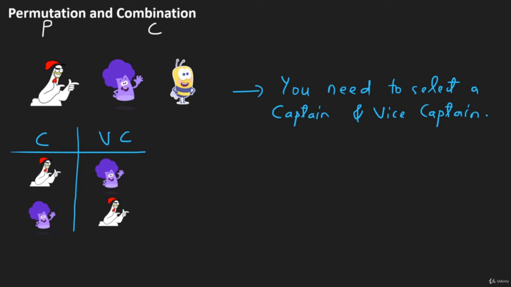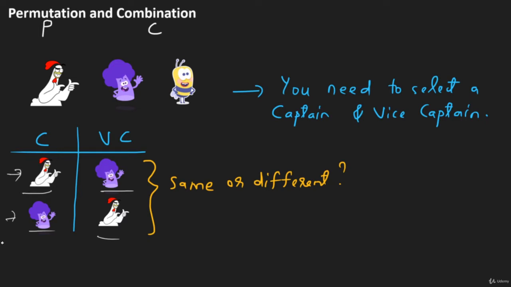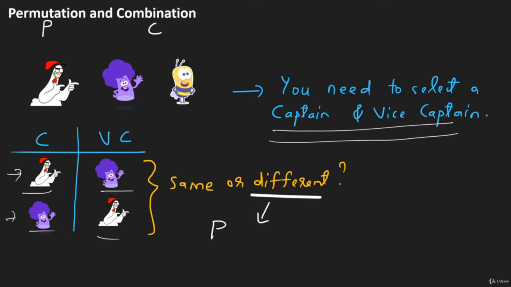Now we need to ask ourselves whether these two ways of selecting a captain and vice captain are the same or different. Over here you have hen and broccoli. Over here also you have hen and broccoli, right, in these two instances. But you will see that in instance 1, hen is the captain, and in instance 2, it's broccoli that's the captain. So you will agree with me that these two ways of doing this selection are different, right? And it is in these type of cases that we use permutation. Alright, we go on building an intuitive understanding of the same. Let me keep this aside.